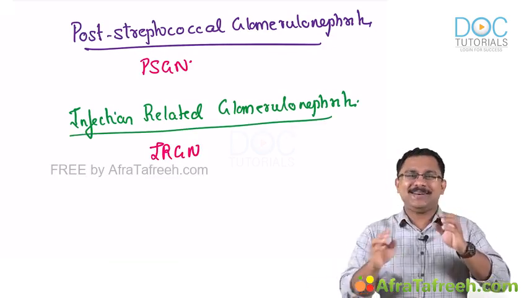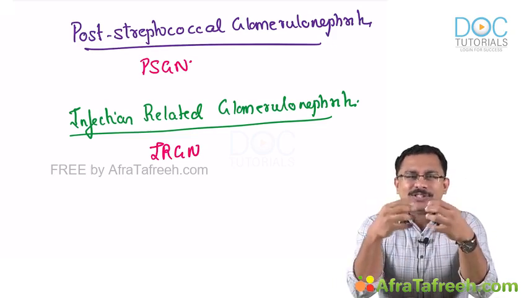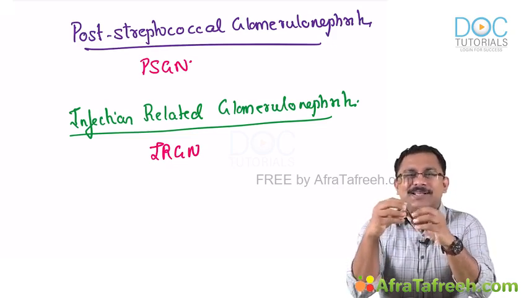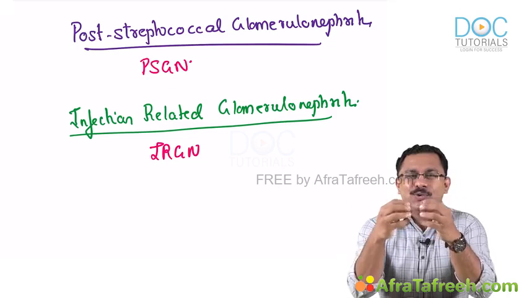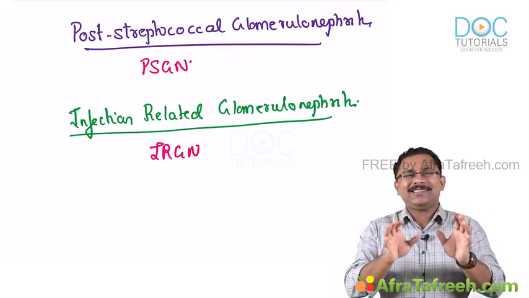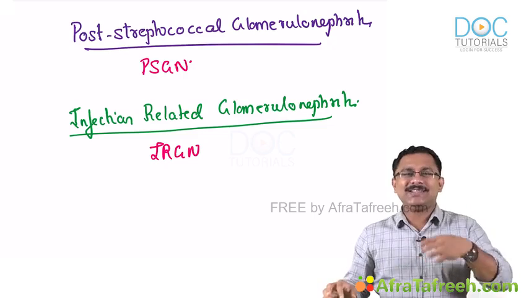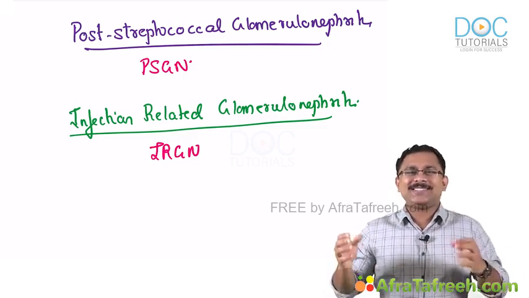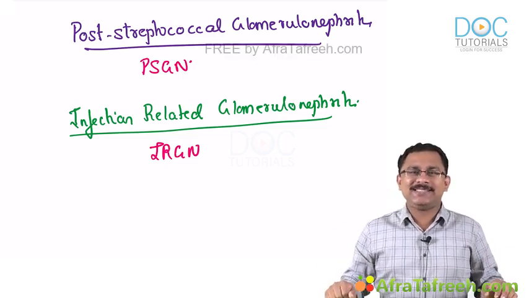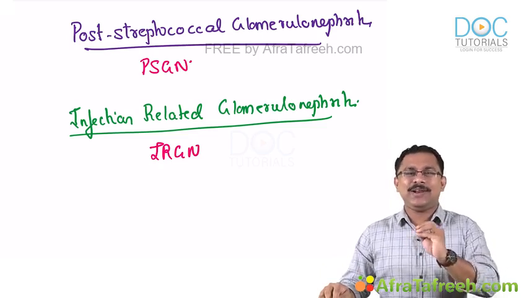The reason for such a change of preference for the name is that previously it was thought that you get glomerulonephritis only after a streptococcal infection. So the entity itself was thought to be only due to streptococci. But now we understand that it is not just streptococci. Other organisms like Staph aureus can also cause a glomerulonephritis. So the better term that is preferred now is infection related glomerulonephritis.